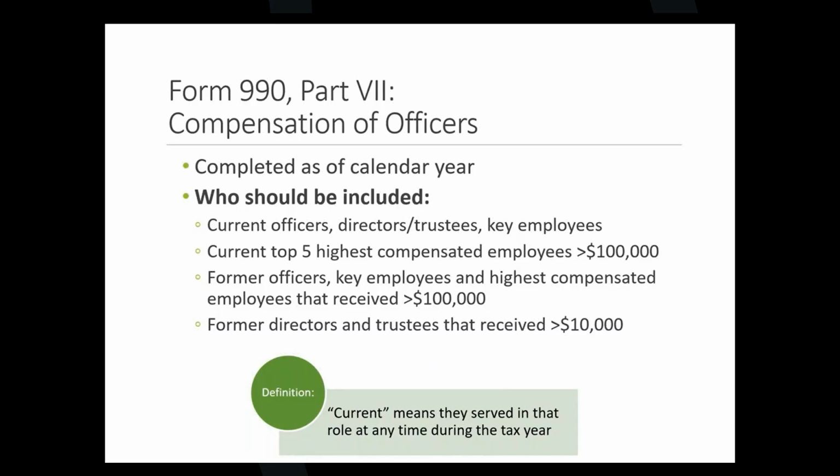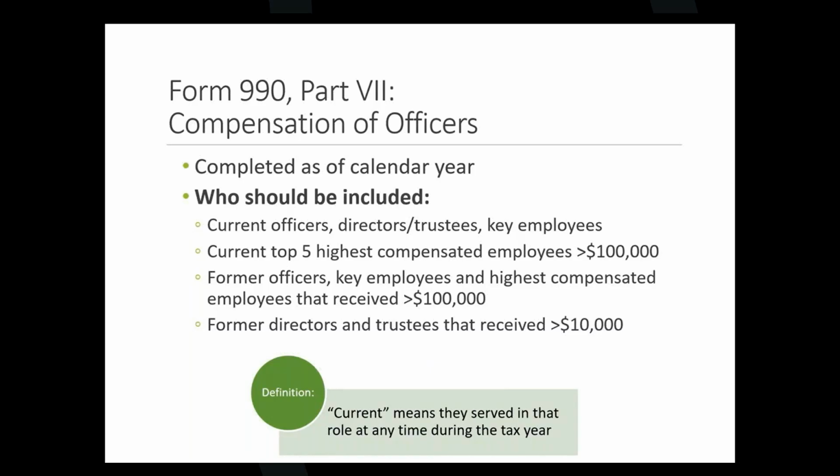So who should be included in this section? That would be current officers, directors, trustees, key employees, the current top 5 highest compensated employees who have received compensation over $100,000, any former officers, key employees, and highest compensated employees that receive over $100,000 of compensation, and former directors and trustees that received over $10,000 of compensation.